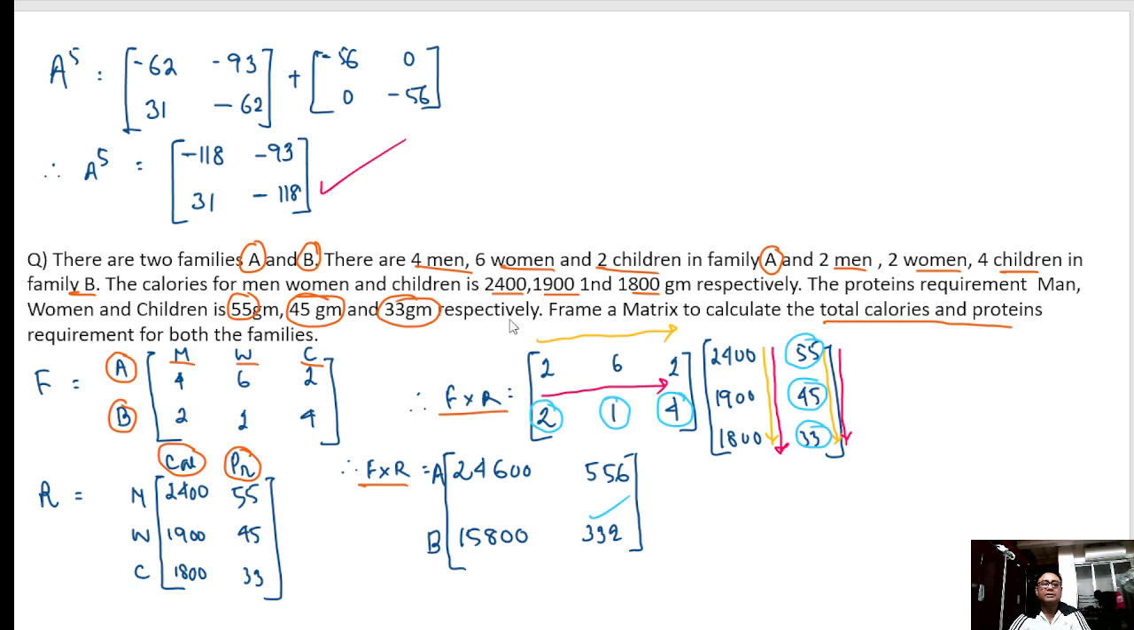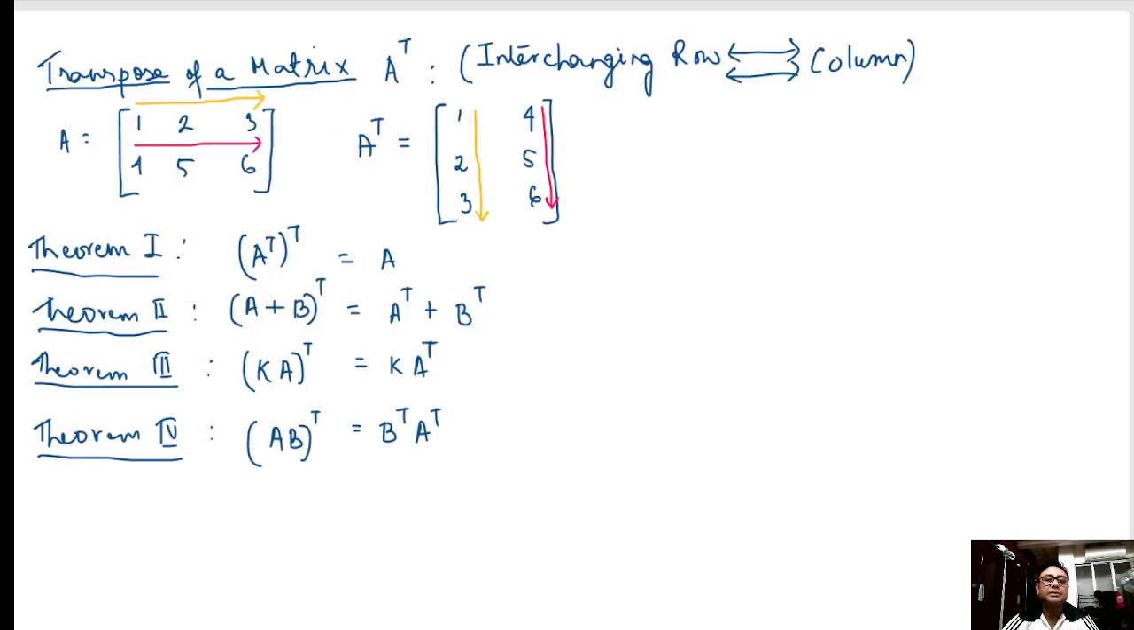Clear? So this is our total requirement of the calories and the protein by the two families. Okay, so this is the calorie requirement of family A and B, and this is the protein requirement of family A and B. Clear? Let's move on to the next sum and see what is there.